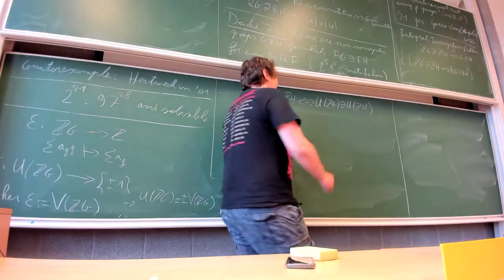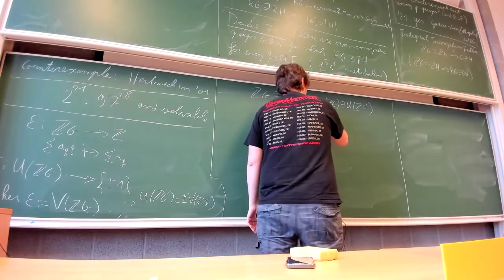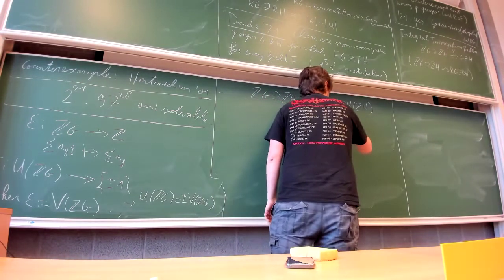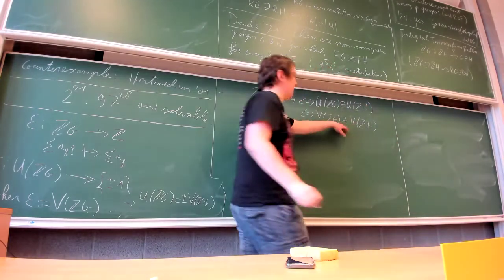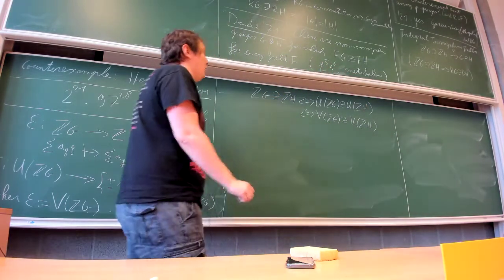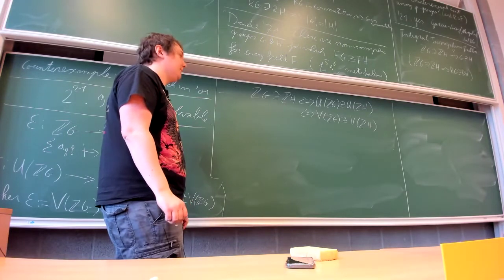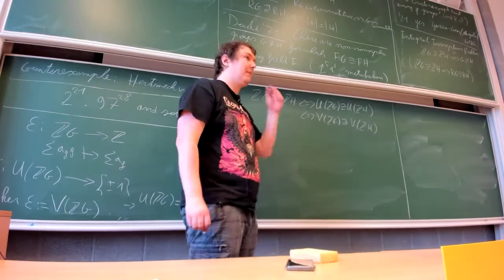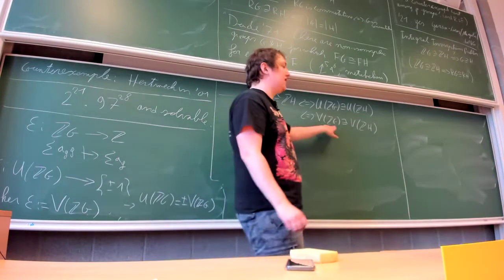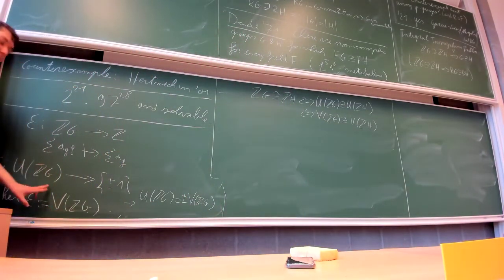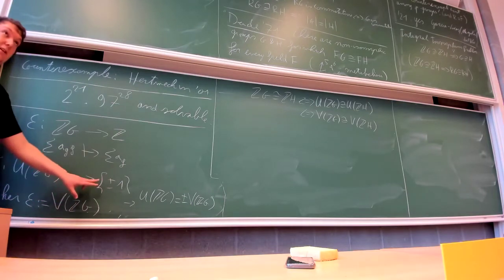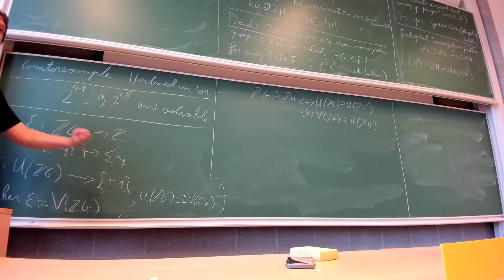Okay, and then of course, you can just forget about the ones that do not have augmentation 1. So V of ZG, those are invertible elements, the kernel of this map as a homomorphism of groups.